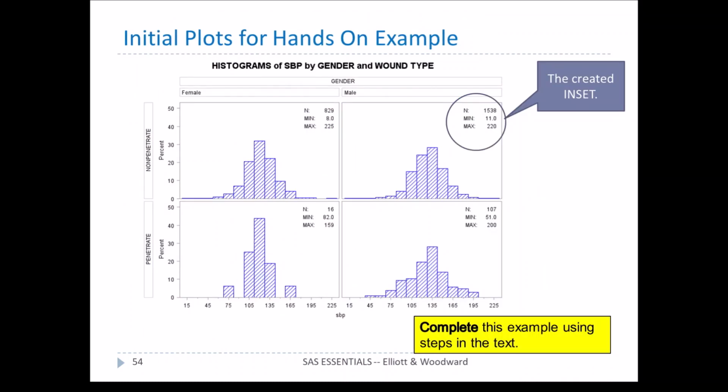All right, so finally, here is what we get. Notice on the far left we get penetrate and non-penetrate. That's broken up as we asked. Gender already was noted as female and male. We see the histogram, the 4 histograms then that are represented by these 4 groups. And notice the inset that was created, where we have n, min, and max, the 3 statistics that were requested. Now there's some additional options in this hands-on example, and I encourage you to do those in the text.